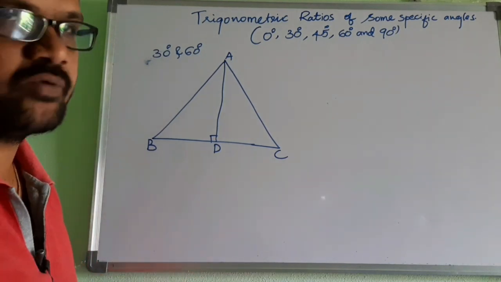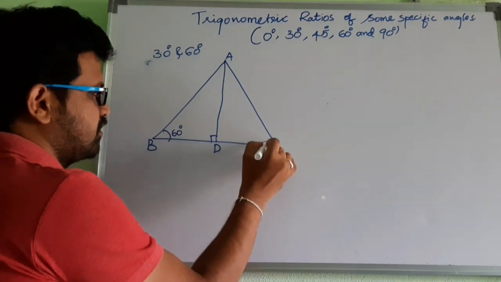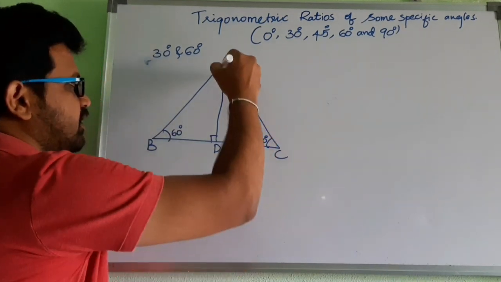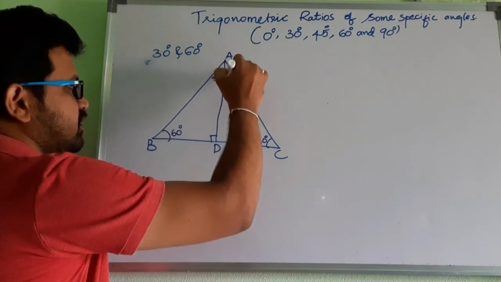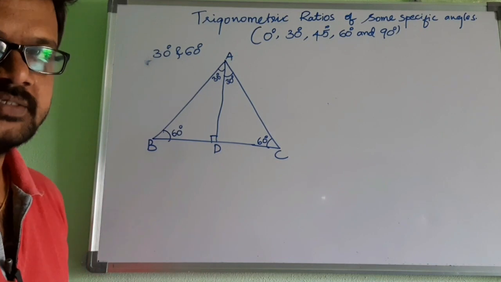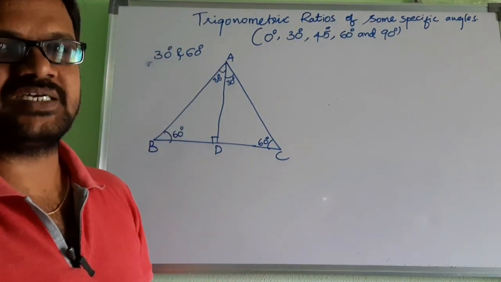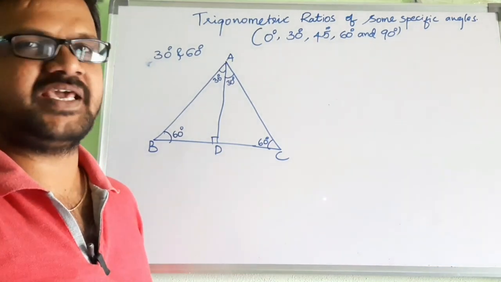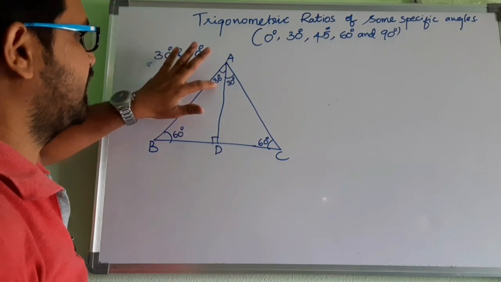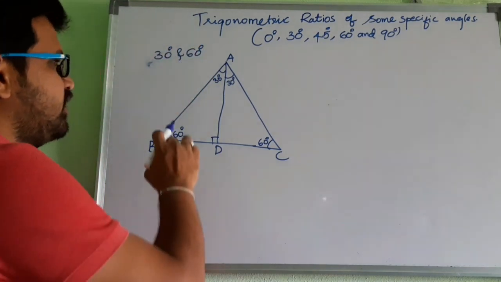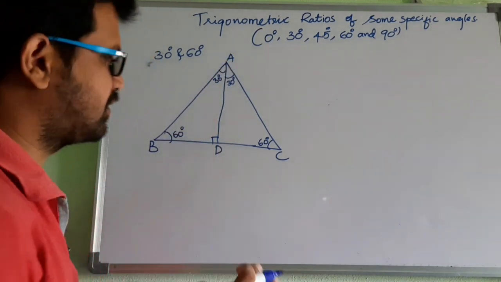You know that in an equilateral triangle all angles are equal, that is 60 degrees, 60, and this is also 60. So this is 30 degrees. Why? Because in an equilateral triangle the altitude, median, angular bisector and perpendicular bisector are all the same. So AD is the altitude, also the angular bisector. That's why 30 degrees and 30 degrees. Now ABD is a right angle triangle.